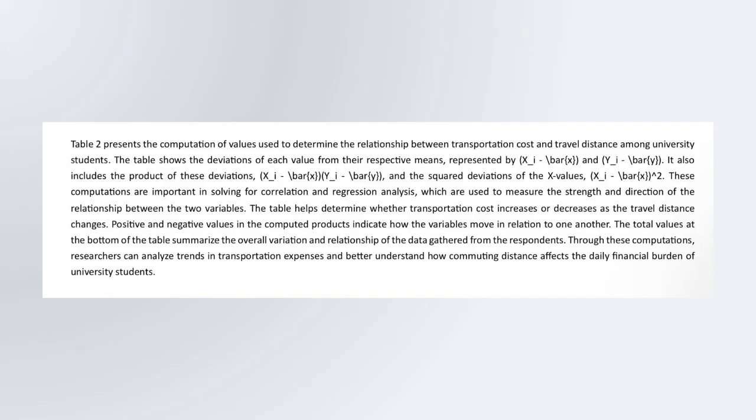The table helps determine whether transportation cost increases or decreases as the travel distance changes. Positive and negative values in the computed products indicate how the variables move in relation to one another. The total values at the bottom of the table summarize the overall variation and relationship of the data gathered from the respondents. Through these computations, researchers can analyze trends in transportation expenses and better understand how commuting distance affects the daily financial burden of university students.